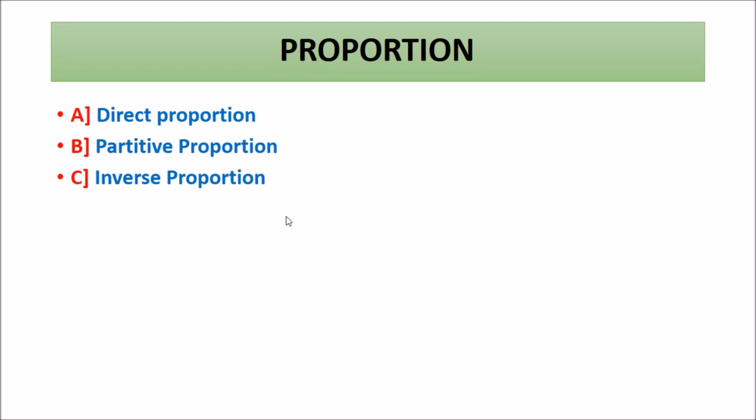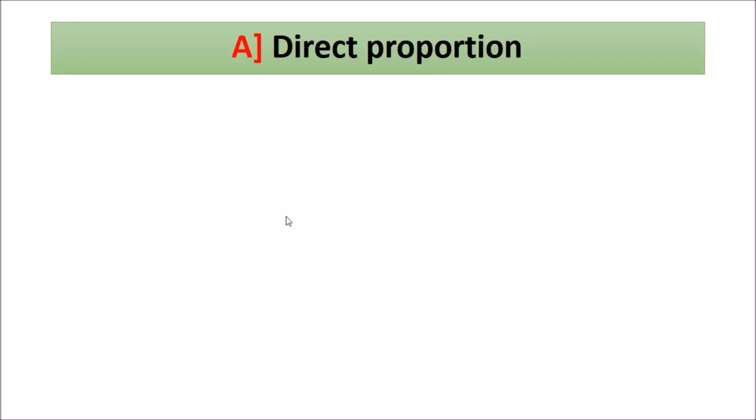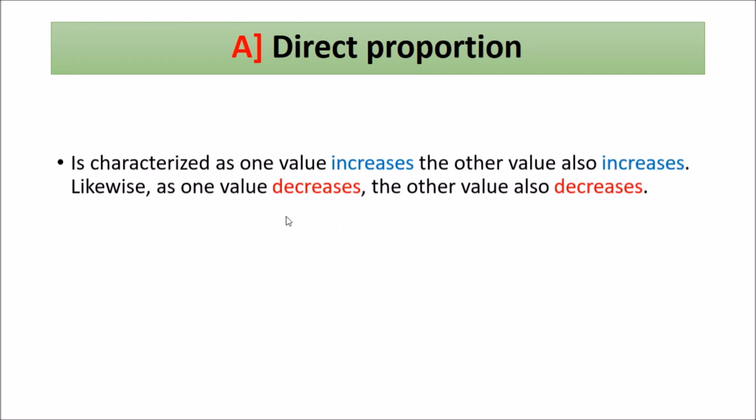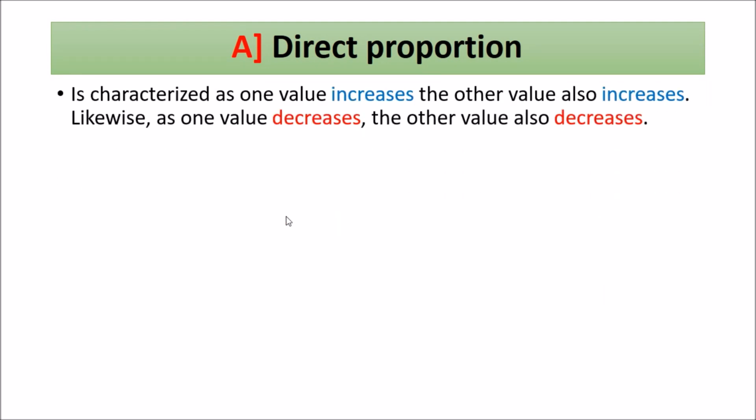So now let's move on to proportion. Below are the three types. You have the direct proportion, second, the partitive proportion, third is the inverse proportion. Now let's start with the direct proportion. It is characterized as one value increases, the other value also increases. Likewise, as one value decreases, the other value also decreases. That's why we call that the direct proportion.